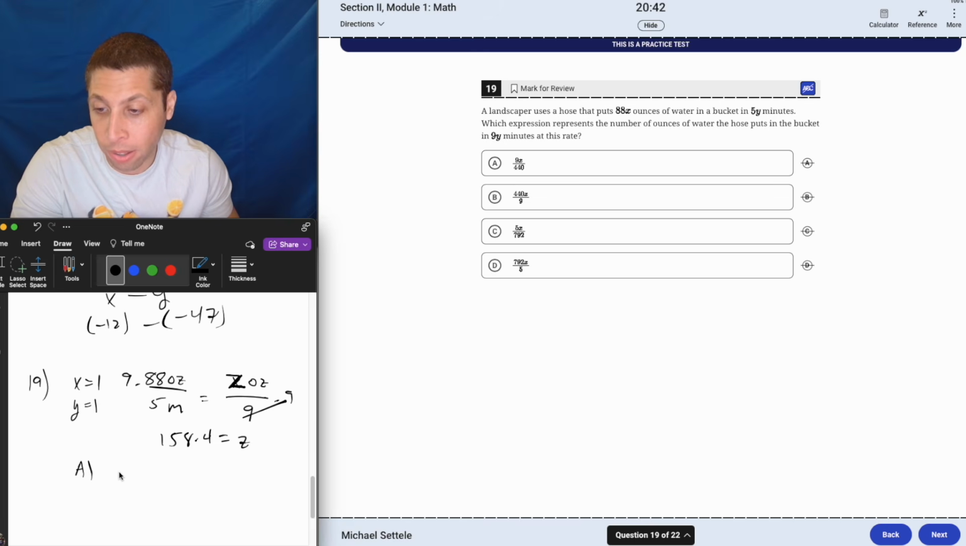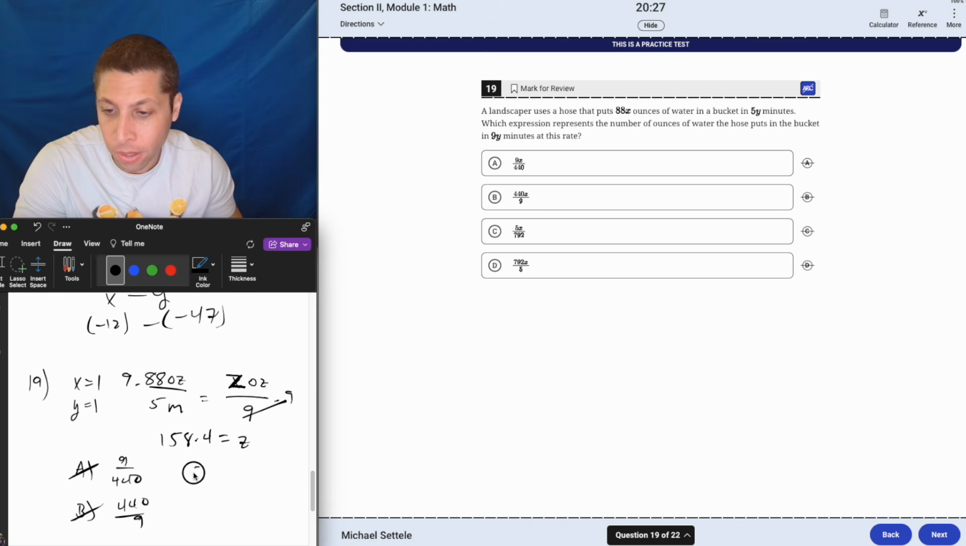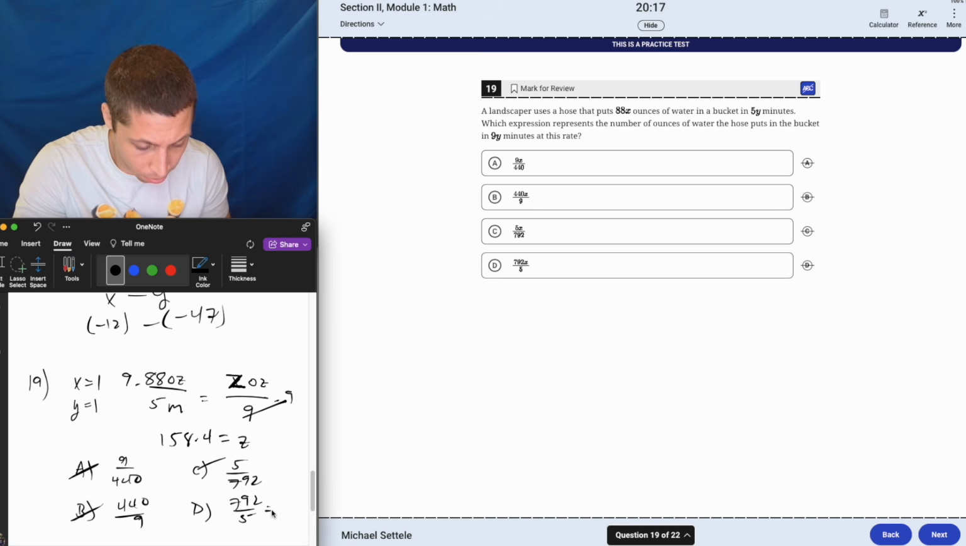Which one gives me that? So A is 9 divided by 440. That's not going to be 158. B is 440 divided by 9. I don't think that's going to be right. Yeah, 48 something. No. C is 5 over 792. No way. And this is 792 divided by 5. I hope so. 158.4.